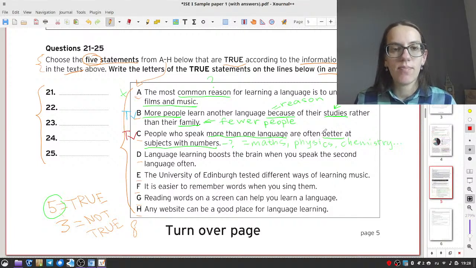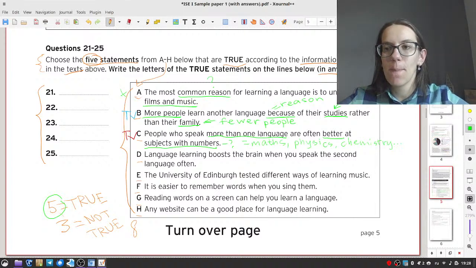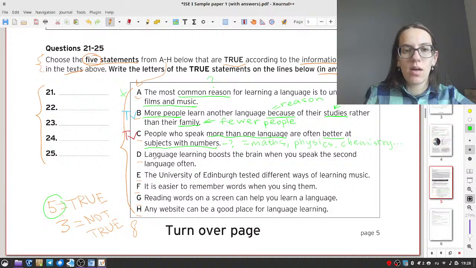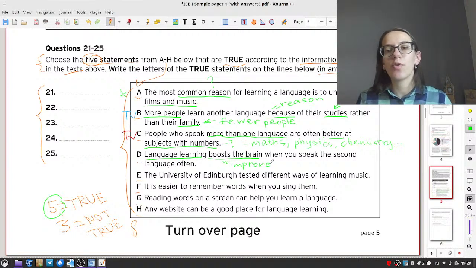Now let's look at D. Language learning boosts the brain when you speak the second language often. What are the key words here? Language learning boosts the brain. So boosts, what does it mean? Like improve. You need to understand the meaning of words and other synonyms. To boost, to make better, to improve. So boost the brain when you speak the second language. When you speak the second language often.